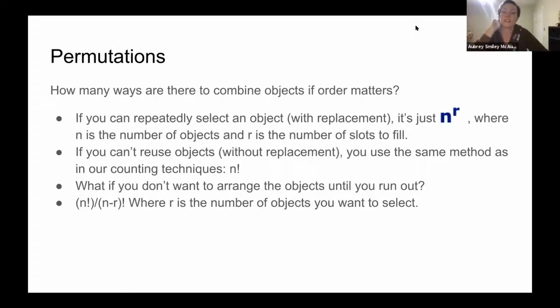So what if you only want to select a certain number of objects from within? For example, I want to cast a bunch of actors for my roles, but I only have 3 roles. So r, in this case, is the number of objects that you want to select, and n is your total pool to choose from. So this is described as n permute r, but it's n factorial over n minus r factorial.